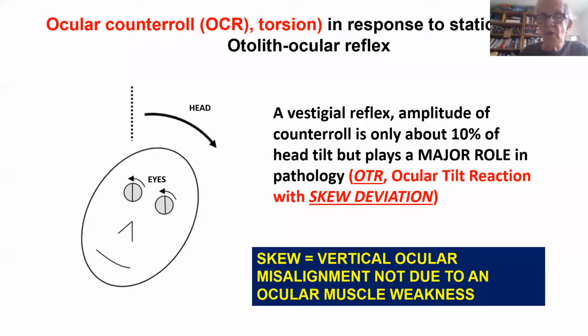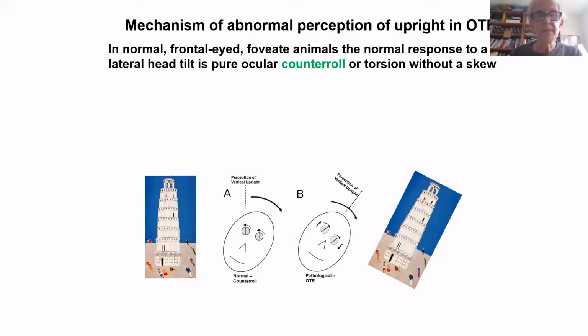It's a vertical ocular misalignment not due to an ocular muscle weakness. And the usual differential is from a fourth nerve palsy. You know how to diagnose a fourth nerve palsy, Bielschowsky test. It gets much worse when you're testing in the direction of action of the superior oblique. That'll be for another day. But this is the issue of ocular tilt reactions.